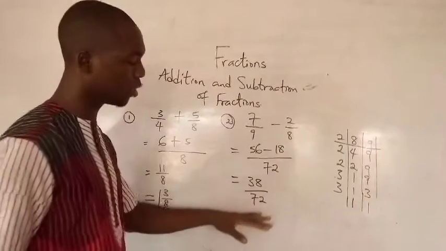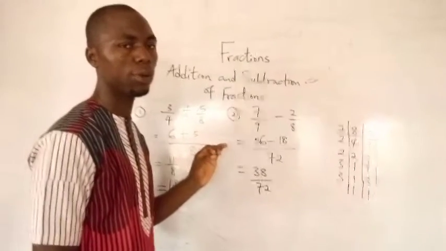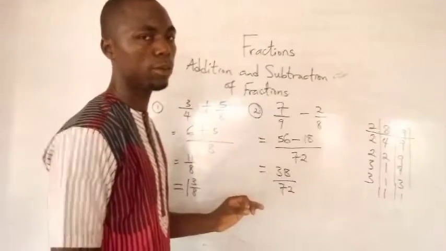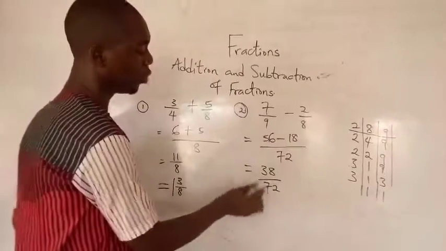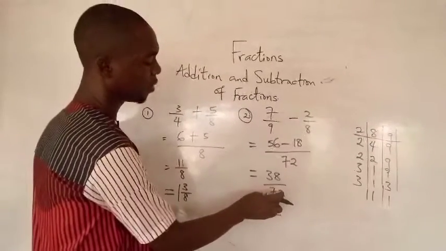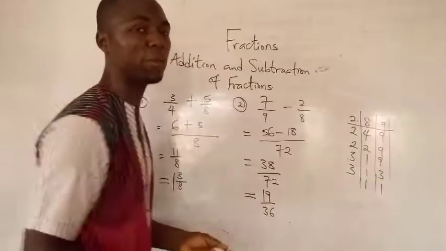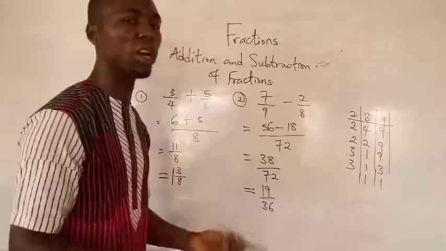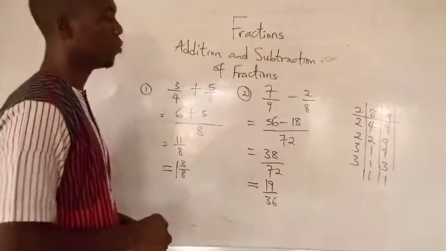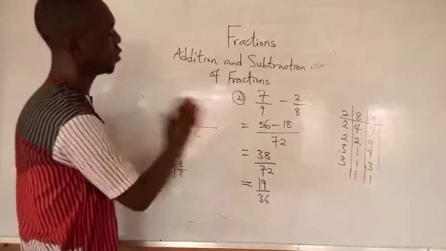So we've gotten the answer, but if you look at these two figures, they have a common factor, which is 2. We have to reduce them to their simplest form, in which we can no longer divide. So since 2 is common, if I divide 38 by 2, I will get 19. If I divide 72 by 2, I will have 36. And if you look at 19, 19 is a prime number. So 19 and 36 do not have anything in common. This is going to be our final answer. So these are some of the ways of adding and subtracting fraction.